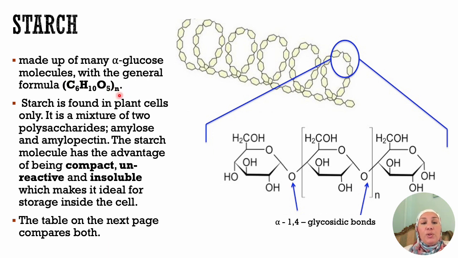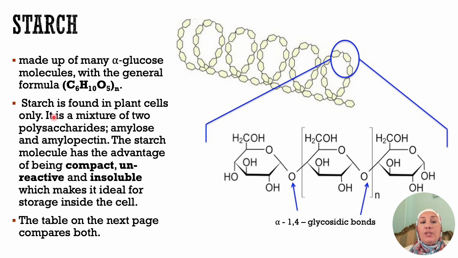So if the starch molecule is made up of 1,000 monomers bonded together, 1,000 alpha glucose bonded together, then 6,000 carbons will be found in the structure of that, and 10,000 hydrogens will be found, and 5,000 oxygens will be found in that molecule. Okay, so this is a general formula for starch.